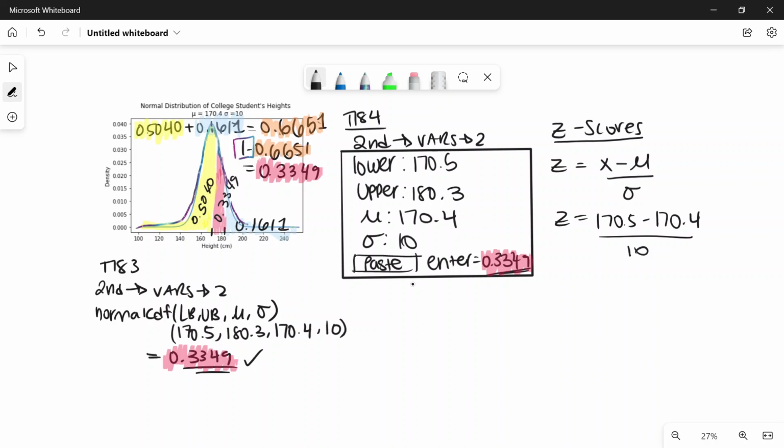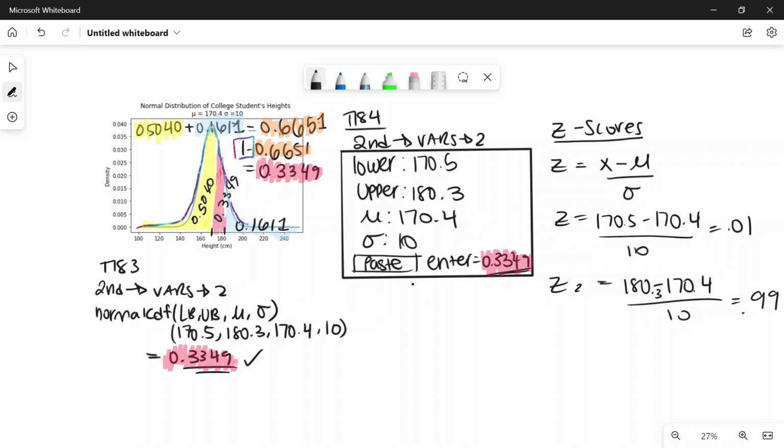0.4 divided by 10, 0.01. And then for the second one, what's the second one? 180.3 minus 170.4 divided by 10. Oh, it's 180.3, not 180. Okay, I can't even speak. I almost messed up. 180.3 minus 170.4 divided by 10. That's 0.99.